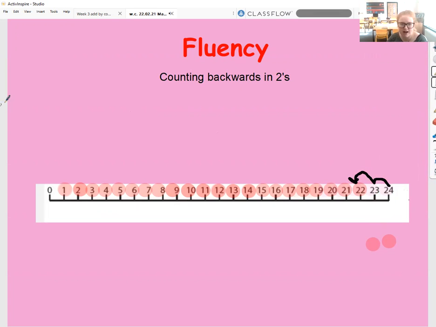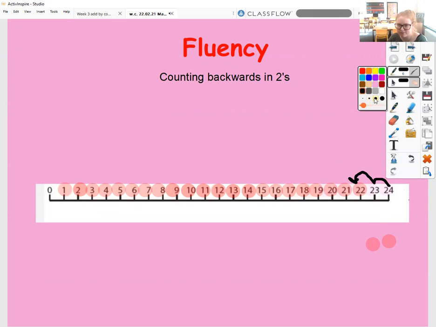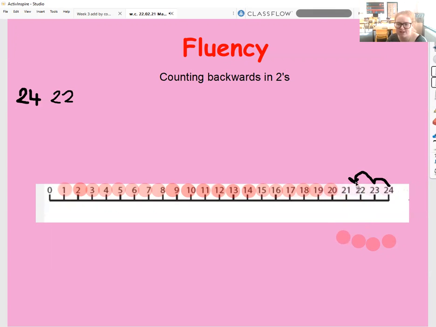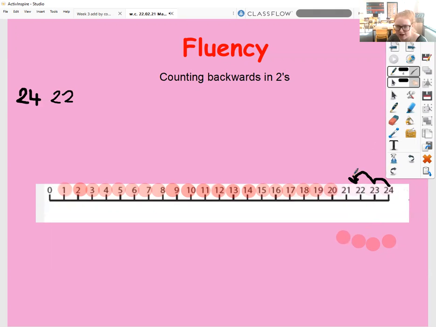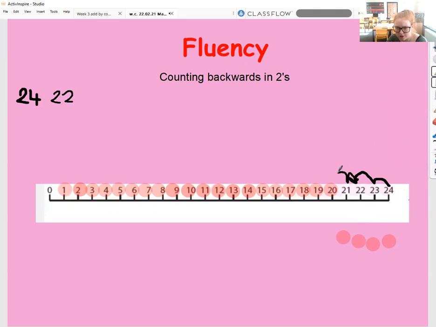So how many have I got left now? I've started on 24. And how many have I got left now? I've got 22 left. Fantastic. Okay, so I want to count back in twos again. So I'm taking away 2 more. I want to represent that on the number line. I'm going to go back 2 spaces. 1, 2. How many counters do I have left now? What place am I on my number line? I am on 20.